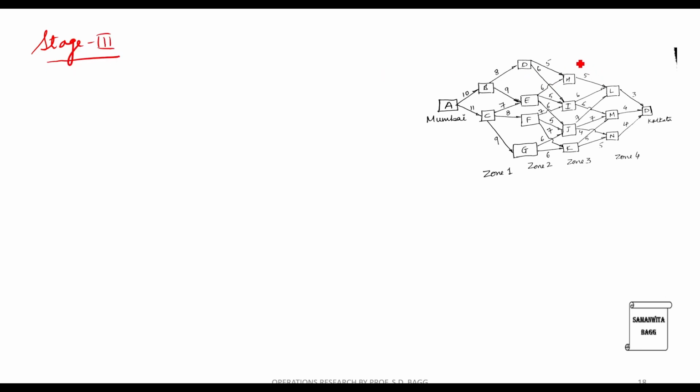So now we will look at this zone H, I, J and K. We will start with A, D, H. A to D is 18, D to H is 5, so this becomes 23. I can also calculate AEH. A to E was 18, E to H is 6, so this becomes 24. I have completed for H.